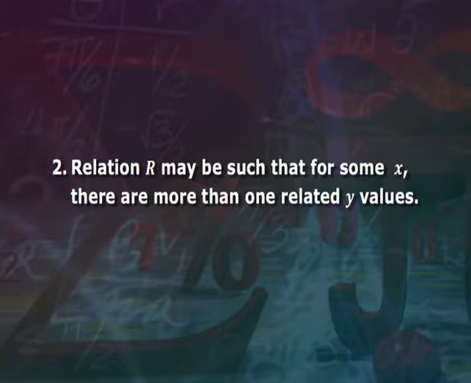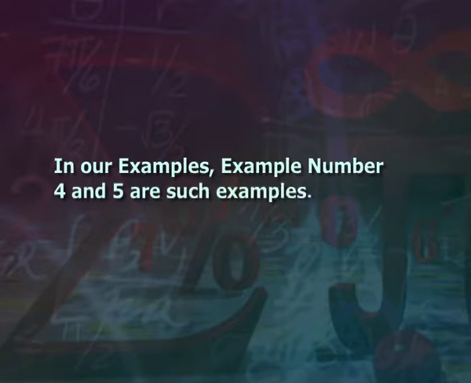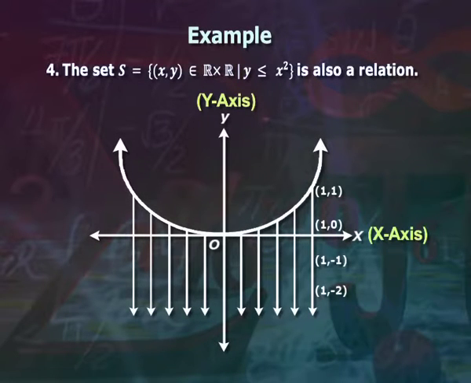2. Relation R may be such that for some x, there are more than one related y values. In this case, the relation R is called one-many. In our examples, example number 4 and 5 are such examples. In example 4, there are infinitely many values of y which are related to x equal to 1. Here, (1, 1), (1, 0), (1, -1), (1, -2) and so on are in R.